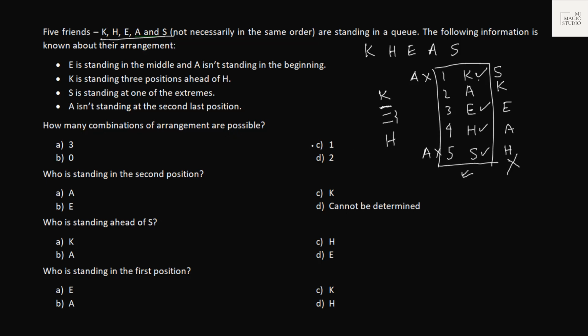How many combinations of arrangements are possible? Only one. Who is standing in the second position? A is standing at the second position. Who is standing ahead of S? H is standing ahead of S. Who is standing in the first position? K is standing in the first position. So invest time in preparing the Q. The remaining questions can be answered in 5 to 10 seconds.